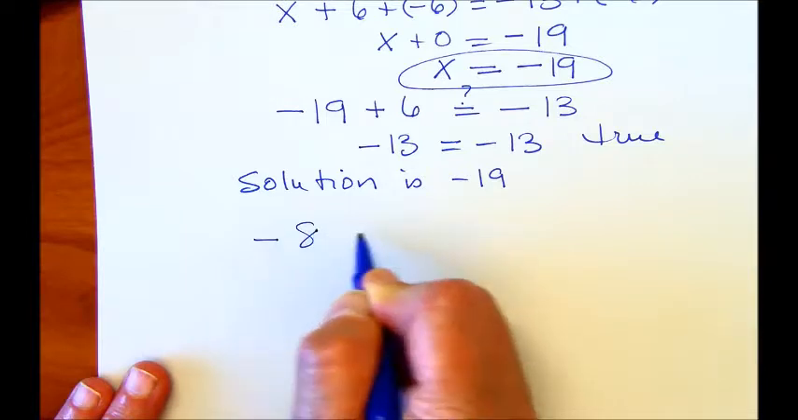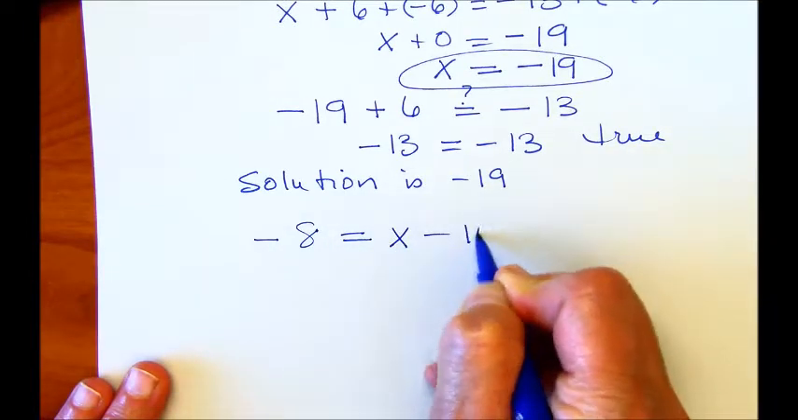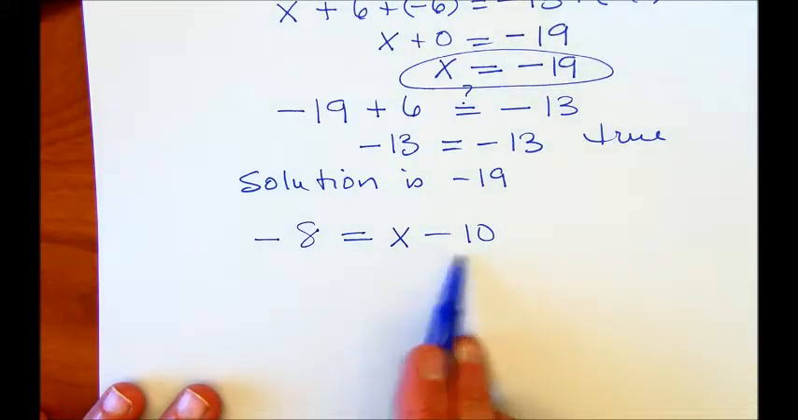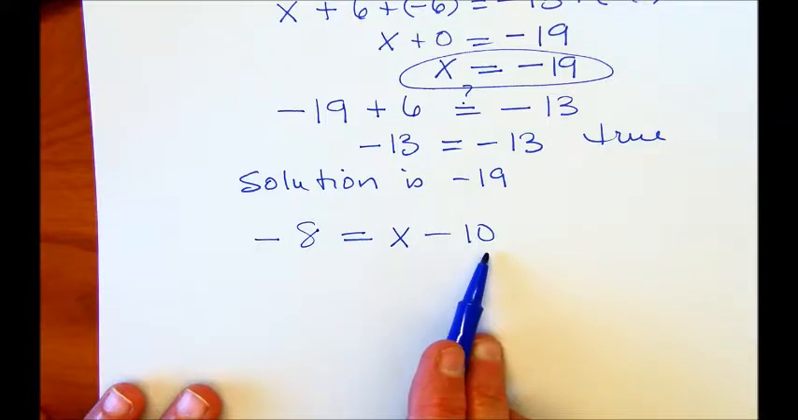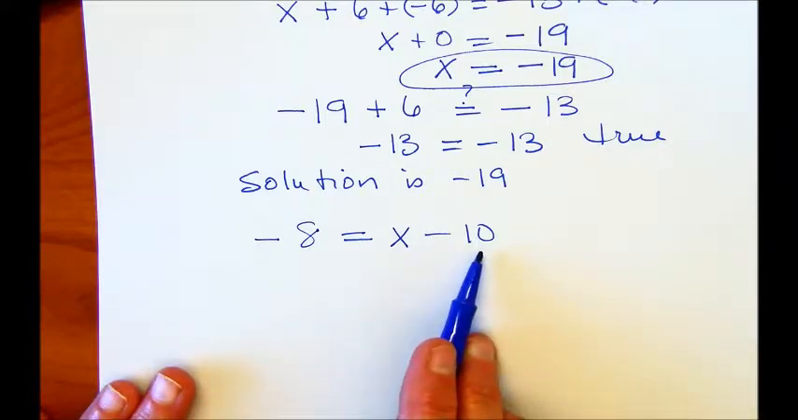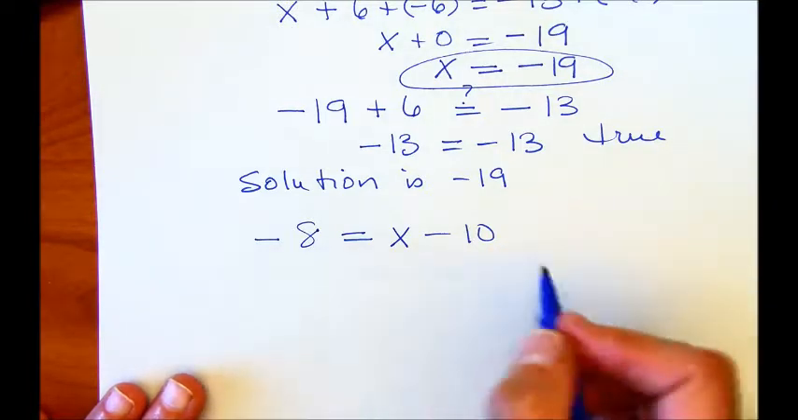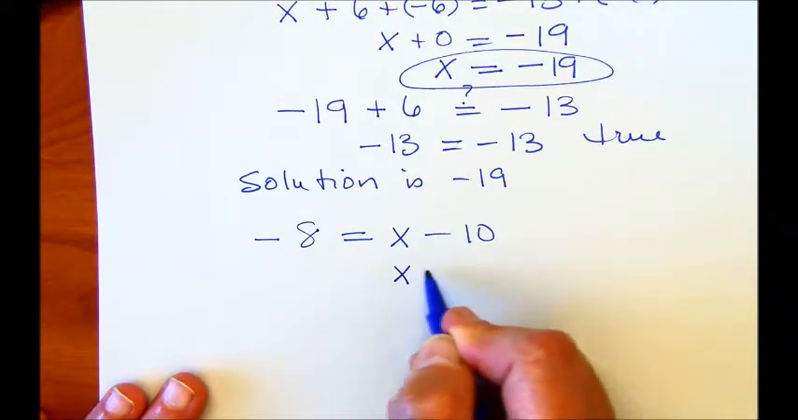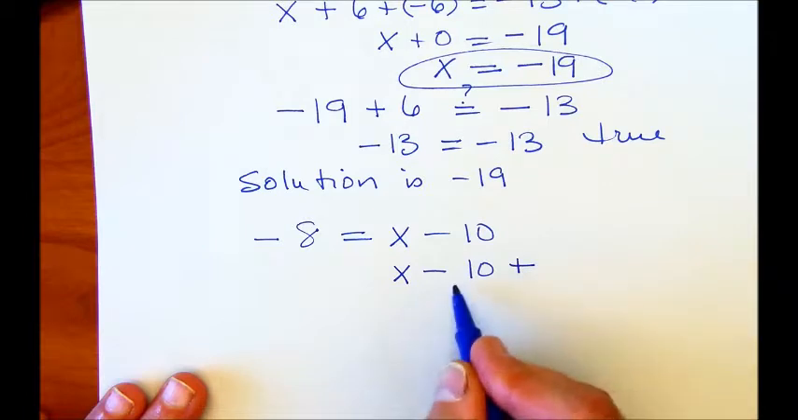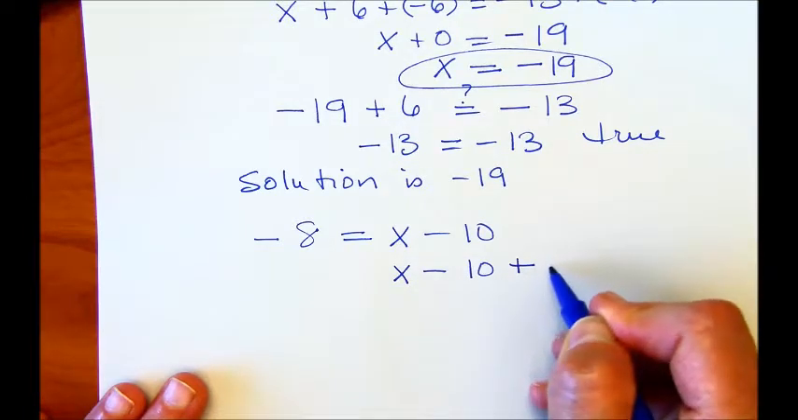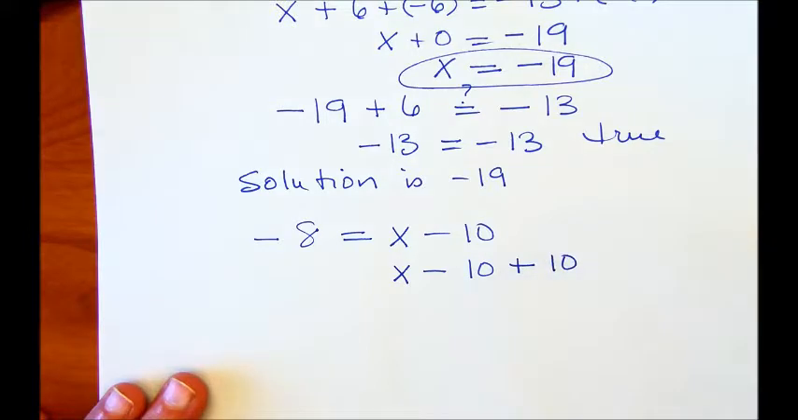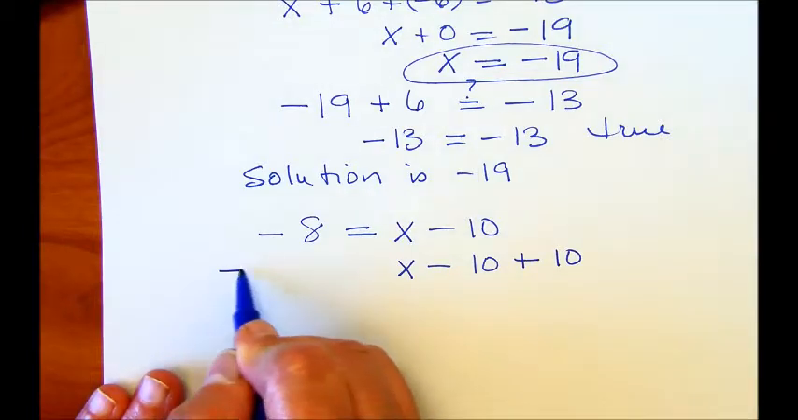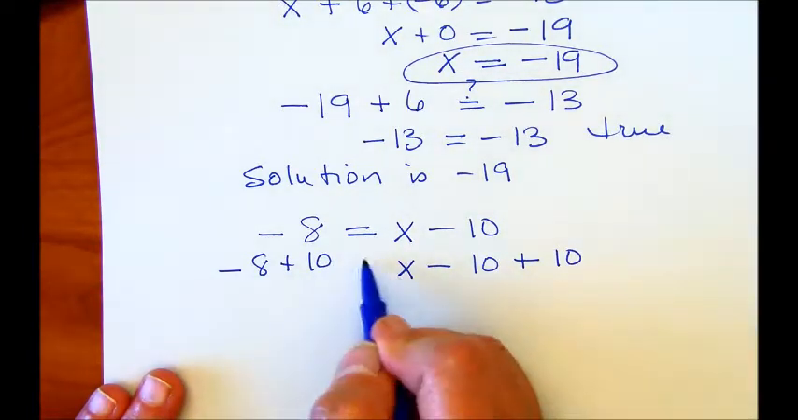So let's say negative 8 equals x minus 10. And again, we want x by itself. We have to get rid of this part here. It's a negative number, so let's add the opposite of a negative, which will be a positive. And so I'll go ahead and write this part out, and then we can fill this in. So we've got x minus 10 plus the opposite of negative 10, so that's going to be positive 10, which is just going to be 10. So knowing that I'm adding 10, I'm going to add 10 to the left side.